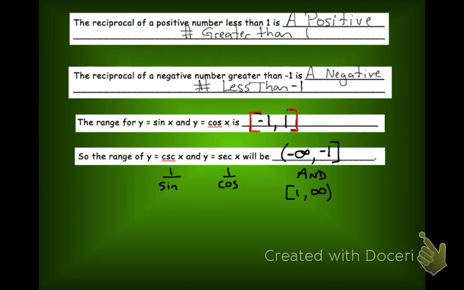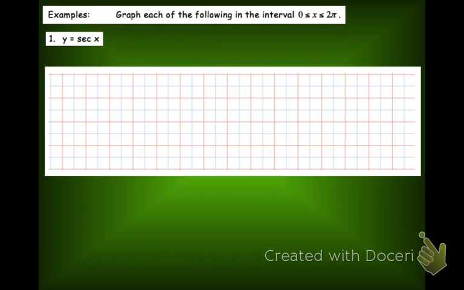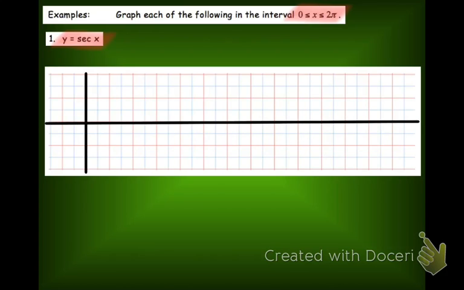So let's look at our first example here. It wants us to graph y equals secant of x on the interval from 0 to 2 pi. So we need to go ahead and graph our axes. We'll draw our y-axis, our x-axis, and then we need to put in our pi over 2, pi, 3 pi over 2, and 2 pi.